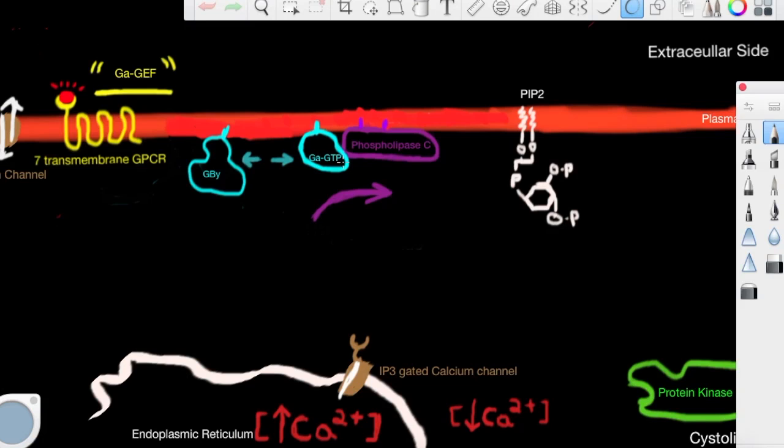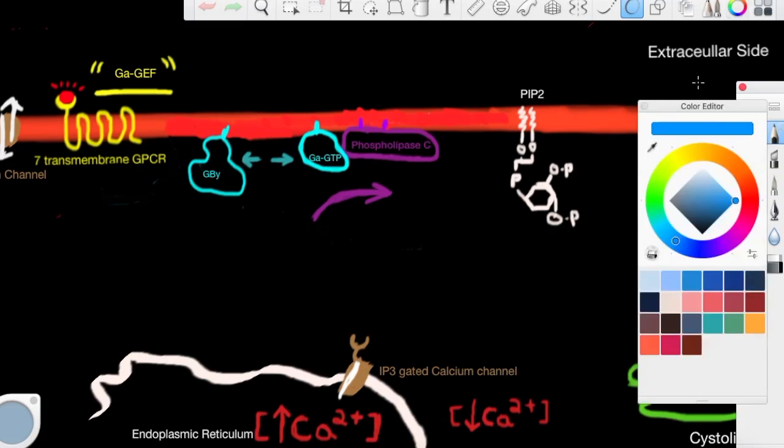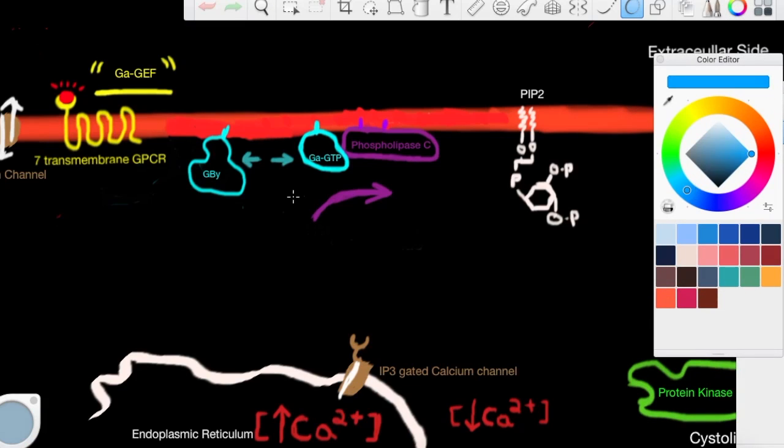So like I said, the G beta and gamma subunits separate from the G alpha subunits, and we're going to talk about the targets for these two proteins. Now, you want to remember that when they do separate, because the G alpha subunit has GTP now, they actually expose their binding sites for their targets.